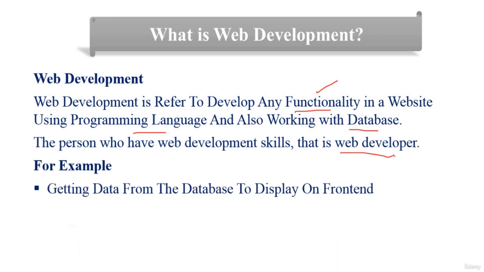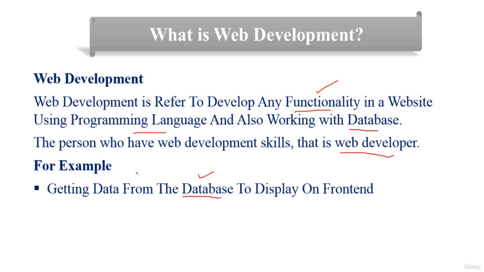For example, these are different functionality examples that a website may have. Getting data from the database and displaying that data to the user as front end. Getting data from the database means when you create a database, your data is stored in table form, in row and column form. For example, you create a database of a school and you store student information.